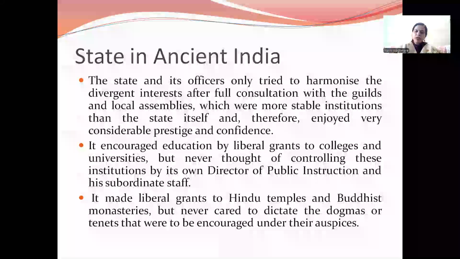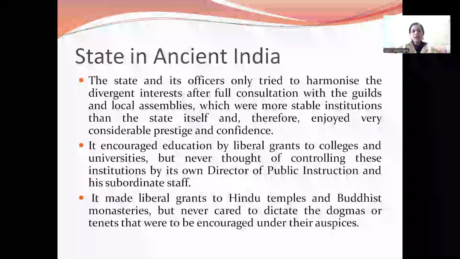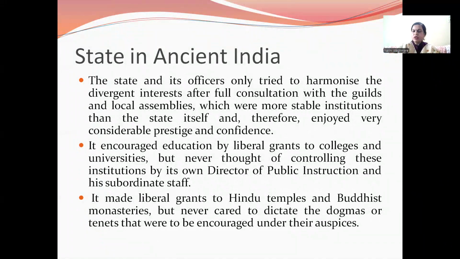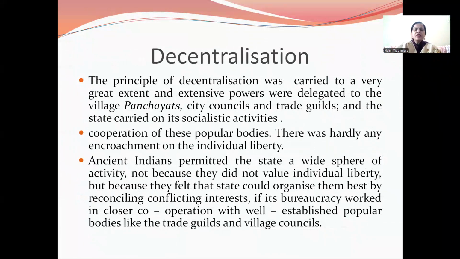It encouraged education by liberal grants to colleges and universities, but never thought of controlling these institutions by its own director of public instruction and his subordinate staff. It made liberal grants to Hindu temples and Buddhist monasteries, but never cared to dictate the dogmas or ordinances that were to be encouraged under their auspices. Decentralization was carried to a very great extent, and extensive powers were delegated to the village panchayats, city councils, and trade guilds. The state carried on its socialistic activities with the cooperation of these popular bodies; there was hardly any encroachment on individual liberty.